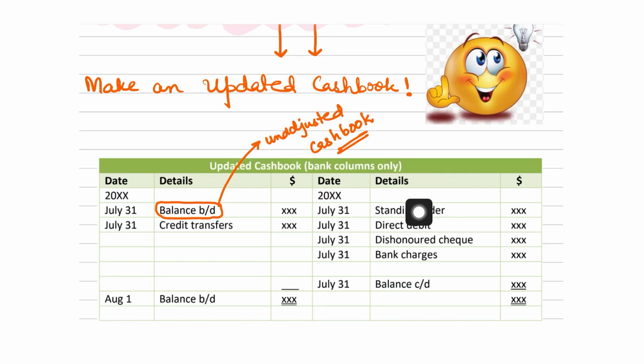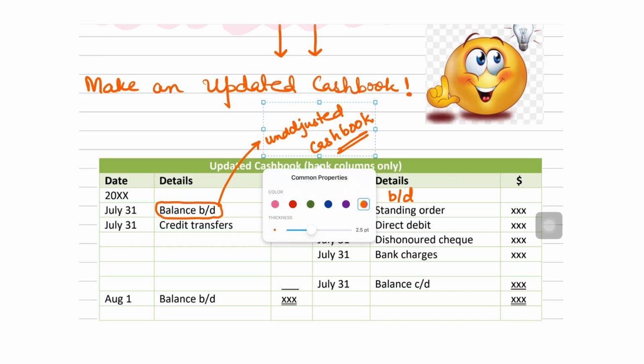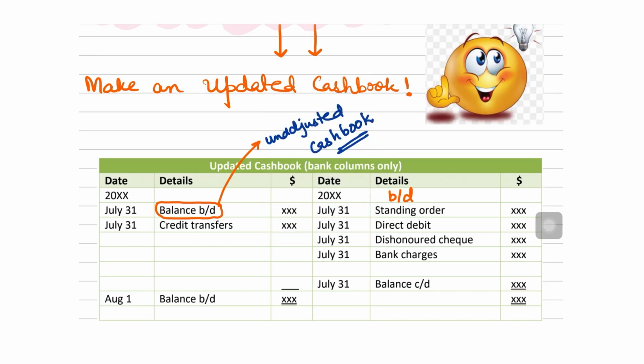Now this balance brought down can appear on the credit side as well. If the bank is overdrawn, your bank account is overdrawn, so that brought down can appear on the credit side as well if the CD is on the debit side. So you have to remember this, that you have to start with the opening balance coming from the unadjusted cash book.